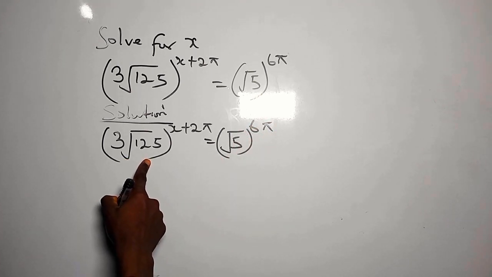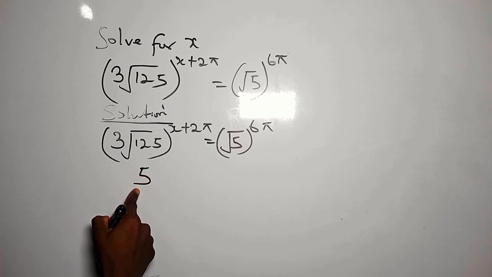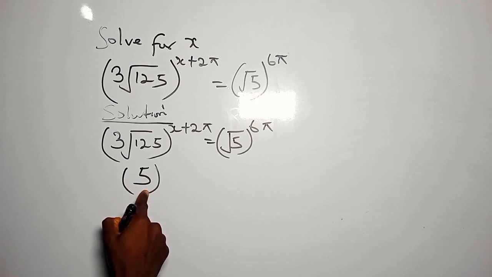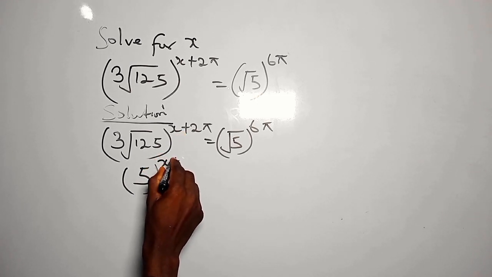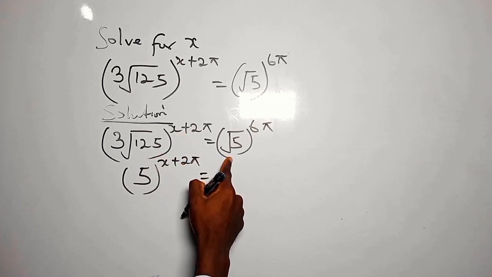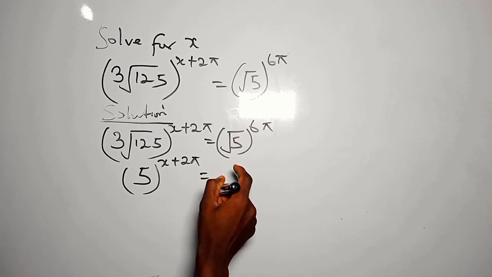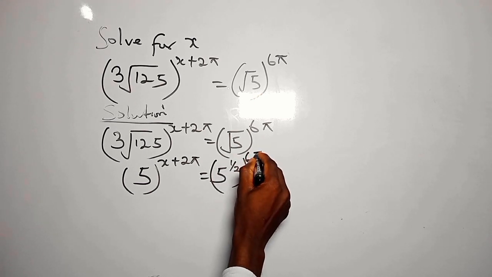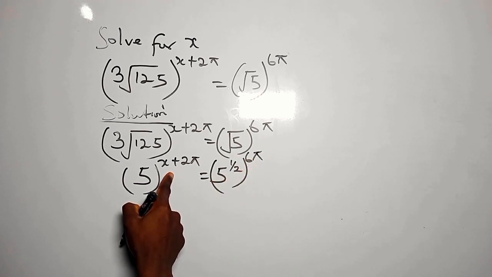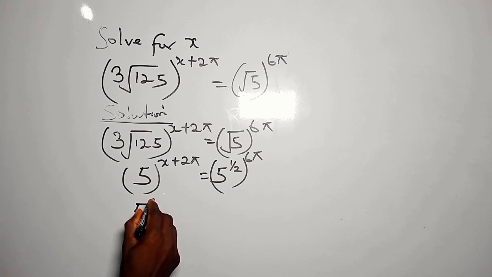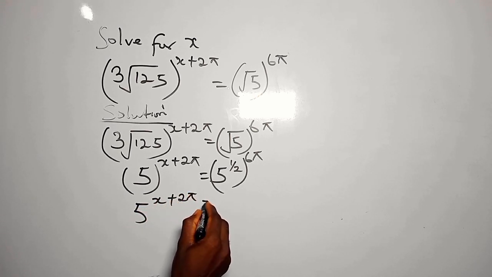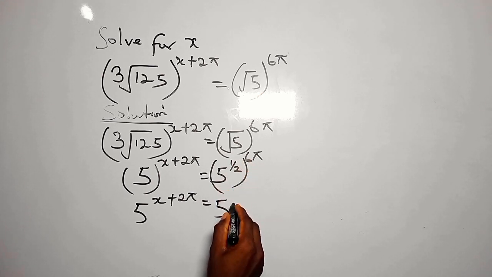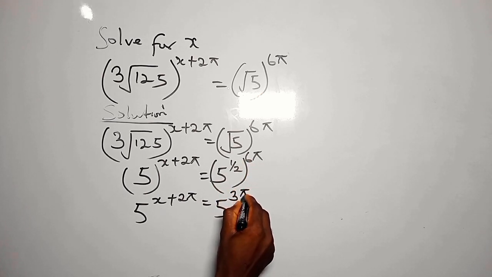For the cube root of 125, we have it to be 5, because 5 raised to power 3 is 125. So we have 5 raised to power x plus 2π equals root 5, which we can write as 5 raised to power 1/2, raised to power 6π, which is the external exponent. When we apply the exponent law, we multiply these, and we have 3π.